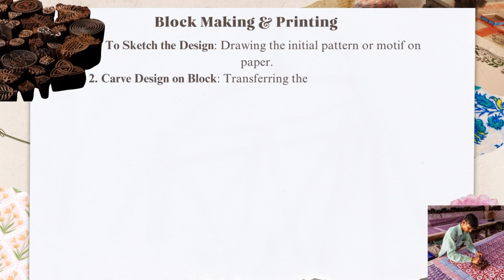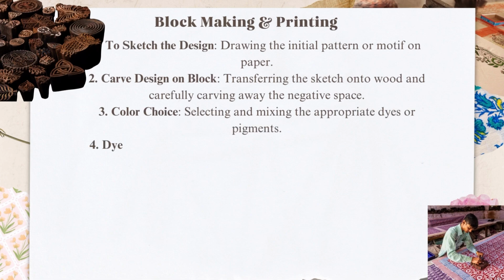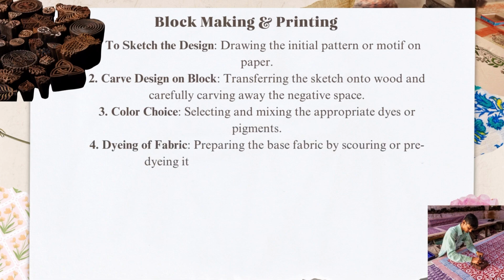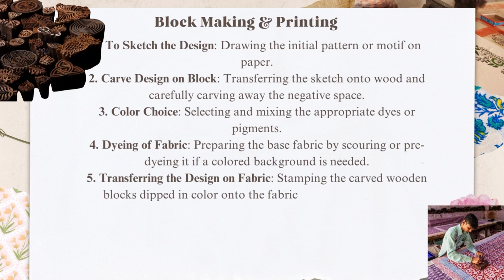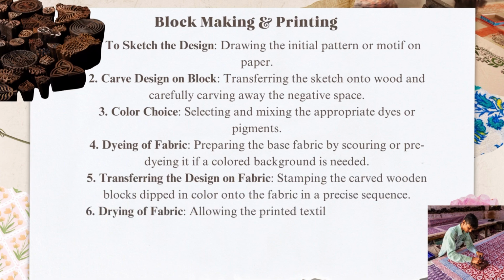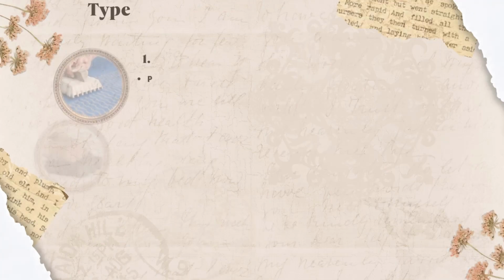Block making and printing. The process follows five simple steps. First, sketch the design on paper. Second, carve it on a wooden block by removing the negative space. Third, pick and mix your colors. Fourth, clean and prepare the fabric. Finally, stamp the design in a precise sequence and let it dry.